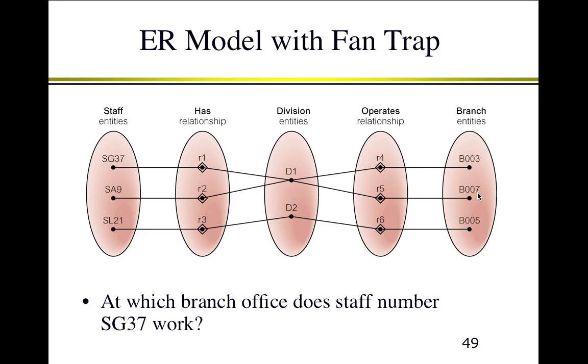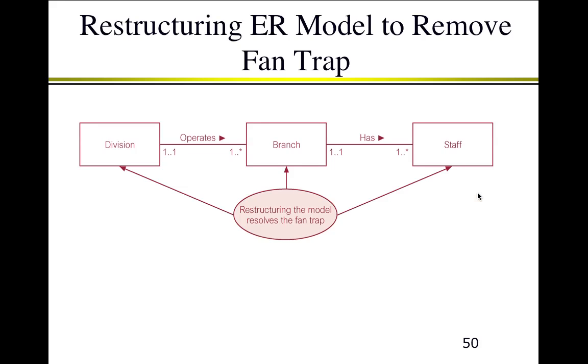And, oops, here we go. So we restructure the diagram. We just switch the order of two entities. So we have a division that operates at a branch that has staff. So now we have the staff connected to the branch instead of the staff connected to the division. Very, very common.